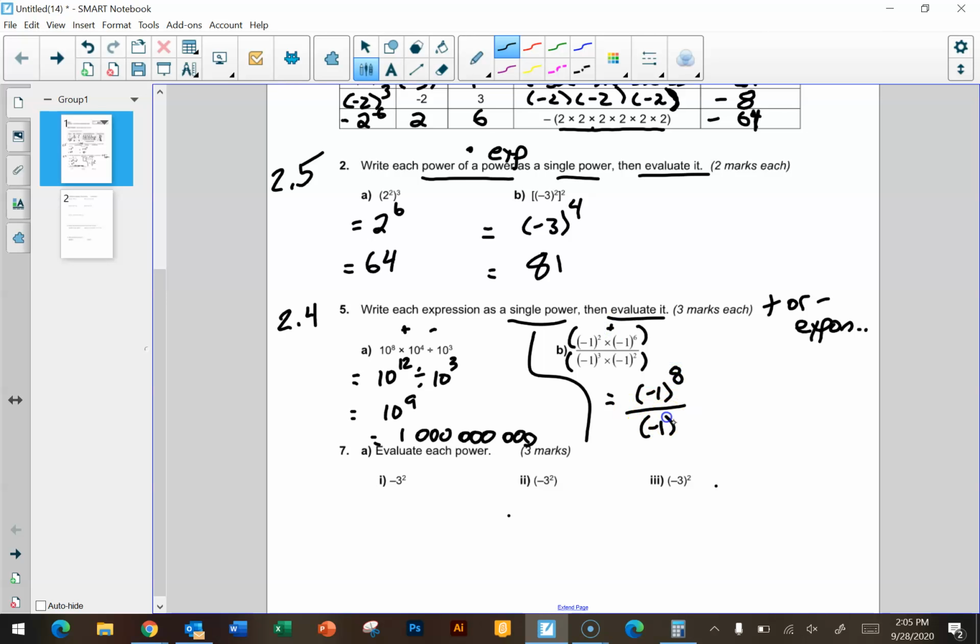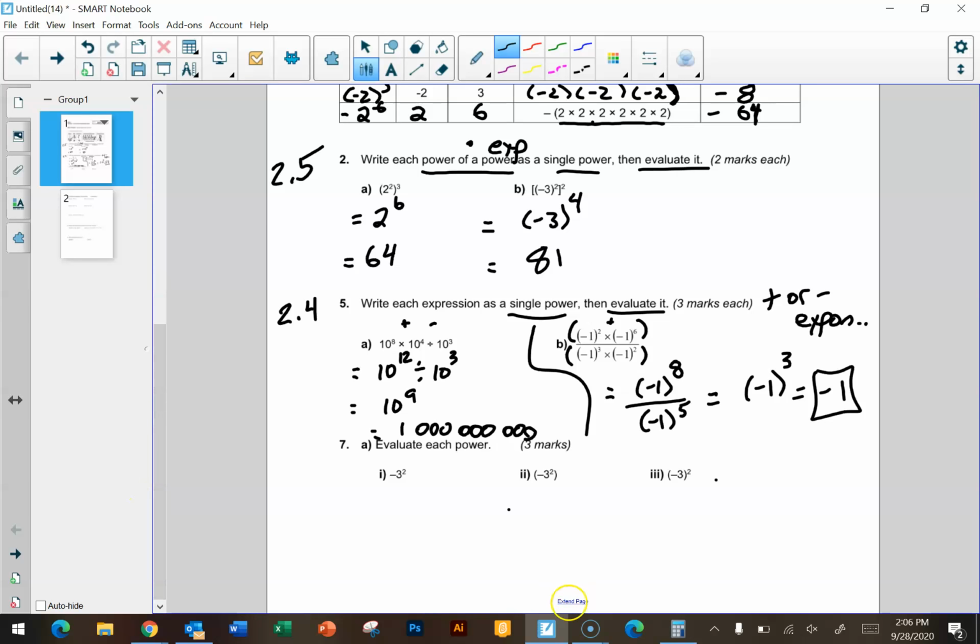Then on the bottom side, -1 is still our base. It's still multiplication, so I'm going to add the exponents. 3 plus 2 is 5. That's 8, and I've got 5. Good. Now, this is division. Fraction is division, so let's write -1, and then 8 minus 5 is to the power of 3. And -1 to the power of 3 is just -1, right? Odd number, okay? A negative number and then an odd exponent means the answer is going to be negative. So your final answer there is -1.